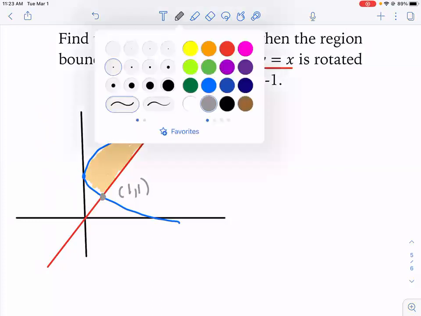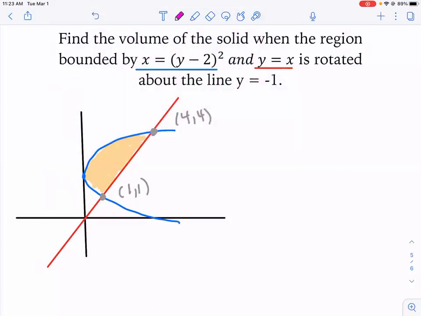Okay, so aren't you glad? Don't even say it, Tiernan. Are you glad that we have the shell method? Because if we only had the washer method, we would have to do 2 different integrals. Boo.